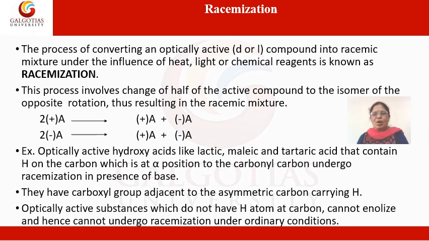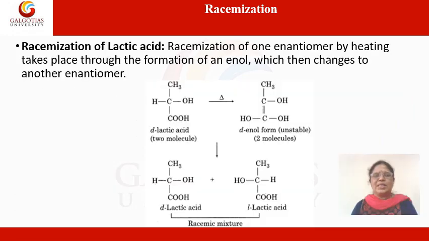That means all such compounds which contain a hydrogen at the alpha position to the carbonyl carbon can undergo racemization. All other optically active isomers which do not contain such a position of hydrogen cannot undergo racemization. Here we can see, for example, racemization of lactic acid.